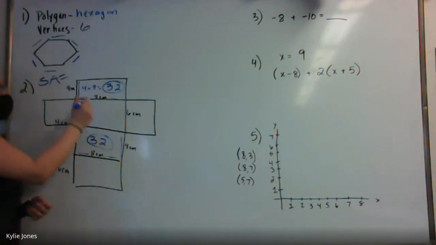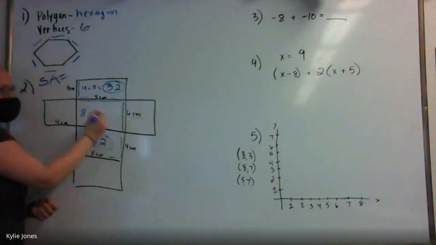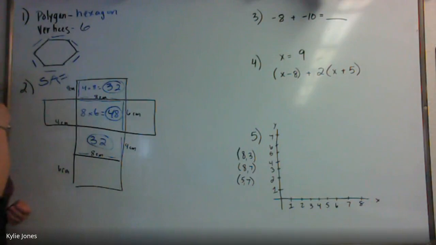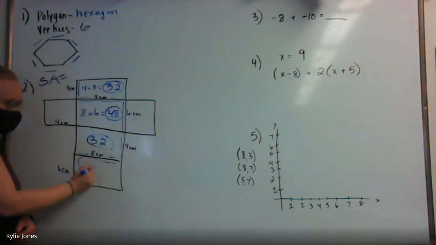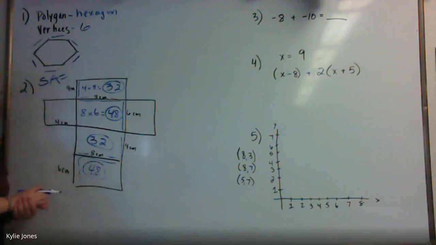What about this middle one? It's 8 times 6, which is 48. And then the last one is 48. Good. If this one's 48, then this one is also an 8 by 6, which is 48 as well. So we have all the middle ones.